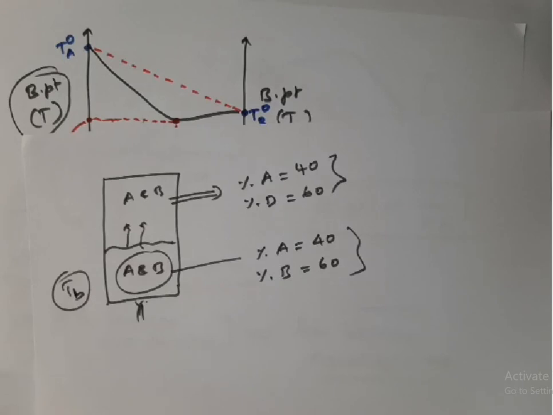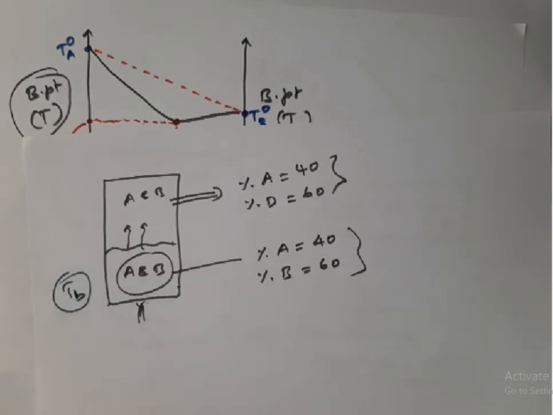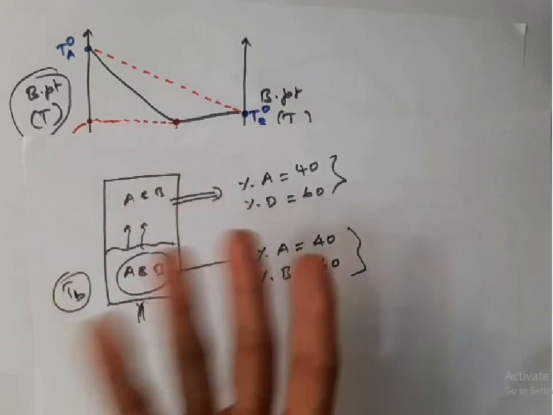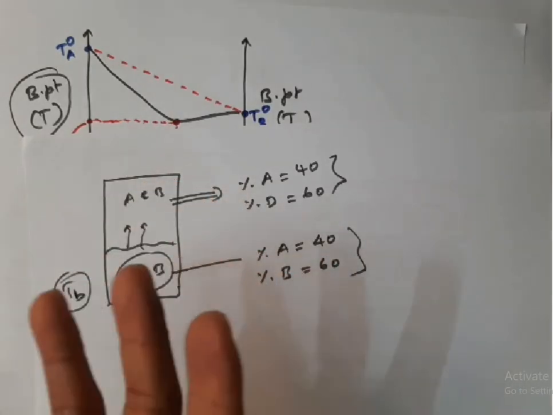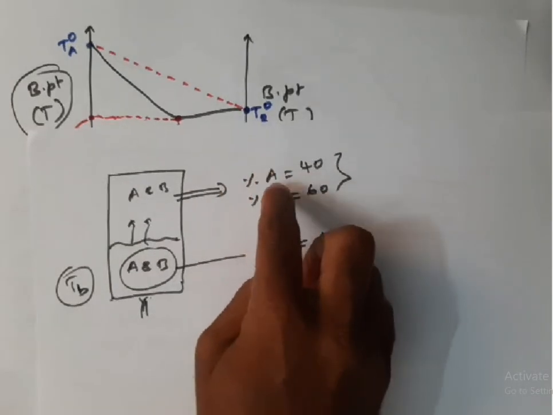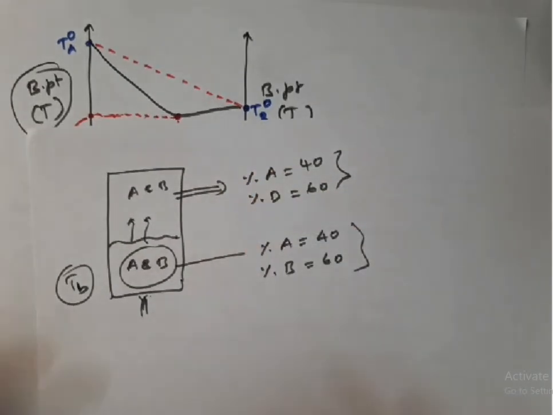because an azeotropic mixture is one in which the composition in the liquid phase and the composition in the vapor phase are the same at the boiling point. Therefore, you cannot separate A and B by simple distillation, because the composition remains the same in the liquid phase as well as in the vapor phase. The compositions are the same. Therefore, you cannot separate A and B by simple distillation.